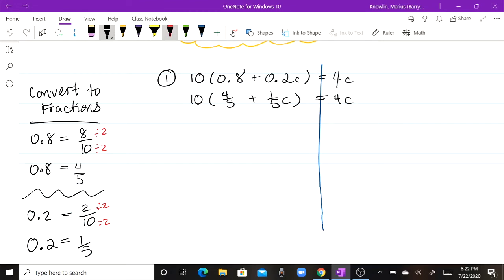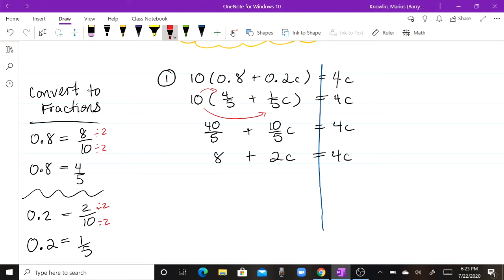When we do that, I'm going to do 10 times 4/5 and 10 times 1/5 c. When we multiply, that's going to leave me with 40 divided by 5 plus 10 divided by 5c equals 4c. When we simplify that, 40 divided by 5 is 8. 10 divided by 5 is 2, so that's 2c, and then we still have 4c.